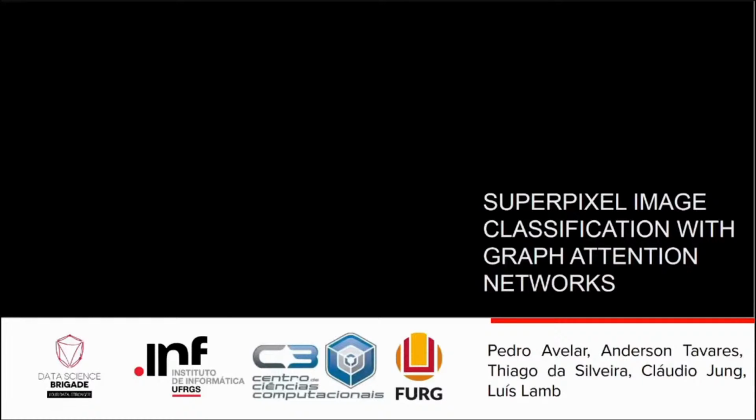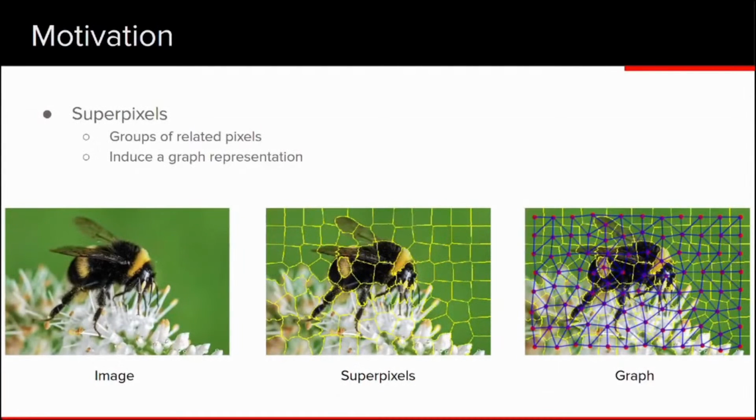Hello everyone, my name is Pedro and I'll be presenting superpixel image classification with graph attention networks, or GATs. The motivation of our paper is that since superpixels are groups of related pixels, they induce a natural graph representation by connecting adjacent superpixels and using some summary of the component pixels as the node's features. This can be seen in our example image on the left with its SLIC segmentation in the middle and its graph representation on the right.